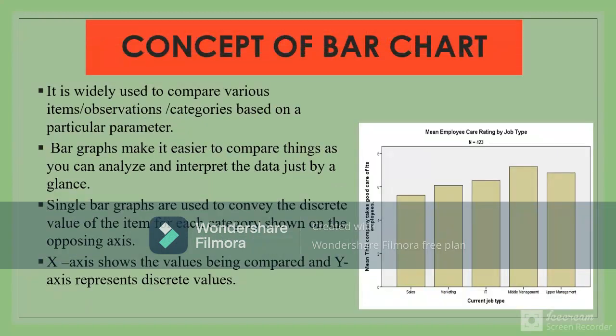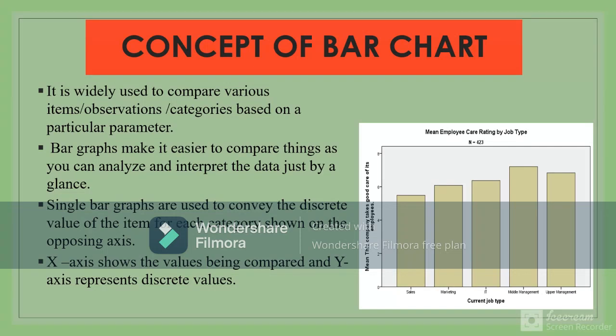So a bar chart basically represents a summarized data in the form of measures so that the user can compare different values easily and draw a conclusion very quickly about the described data. It is also widely used to compare various items, observation categories based on a particular parameter. Bar graphs make it easier to compare things as you can analyze and interpret the data just by looking at it.